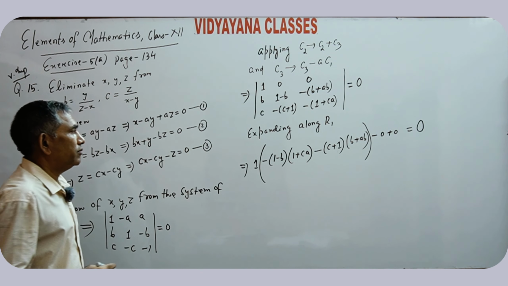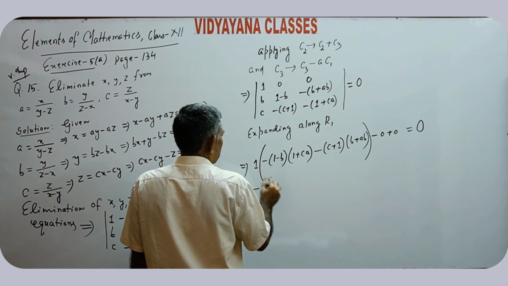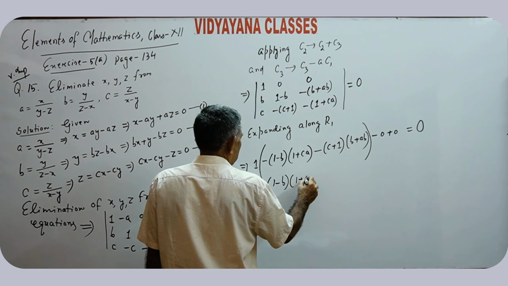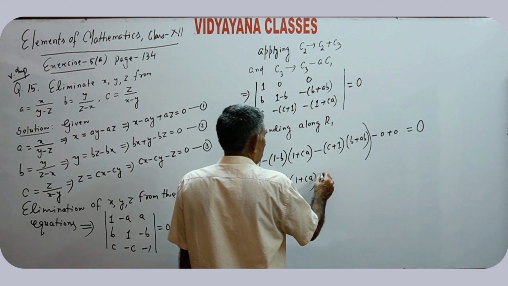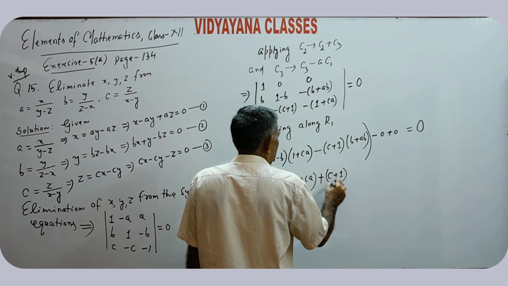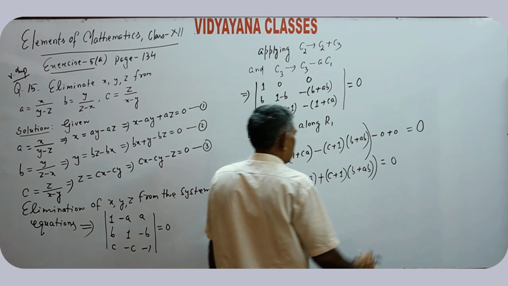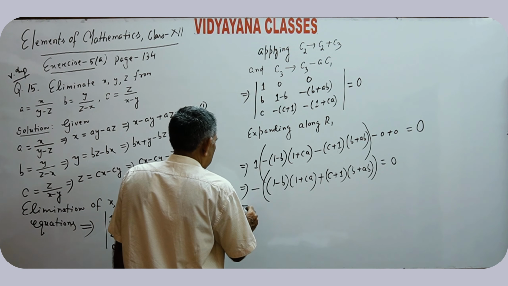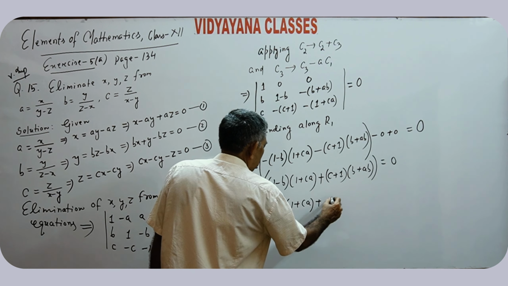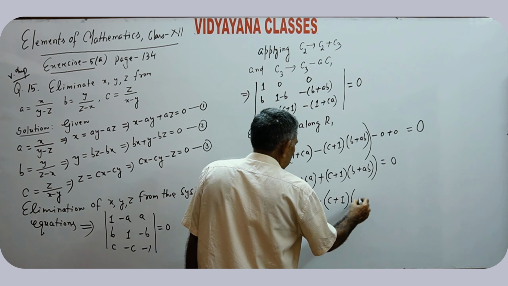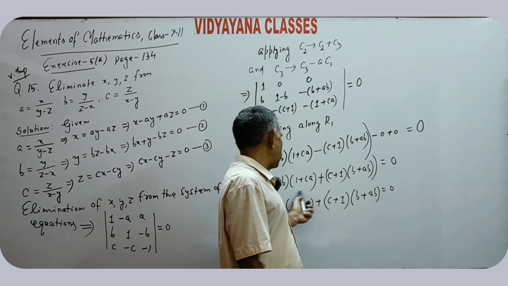The right hand side is 0, which is same as minus of 1 minus of B into 1 plus CA minus, plus C plus 1 into B plus AB is equal to 0, which is same as 1 minus B into 1 plus CA plus C plus 1 into B plus AB. Minus of this is equal to 0, so this value is equal to 0.